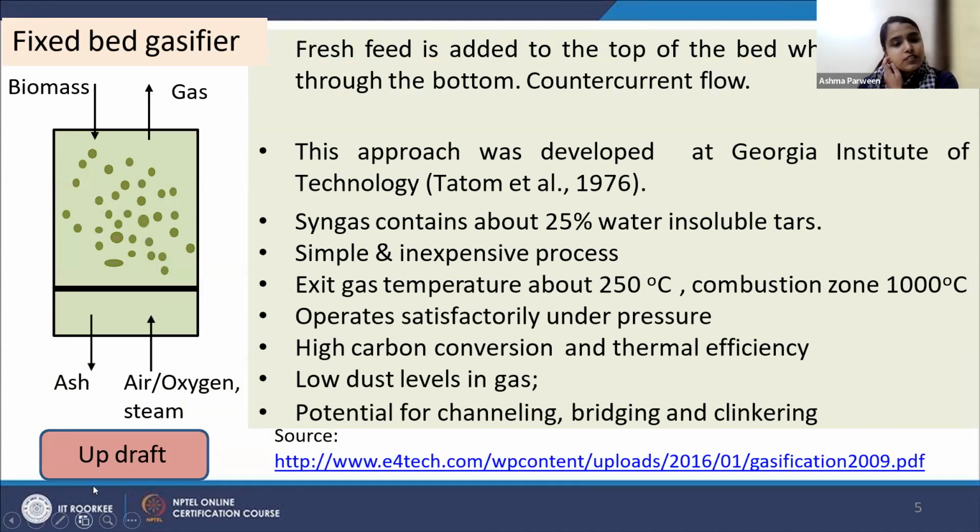Here you can see on the left, it is an updraft fixed bed gasifier in which the biomass is added from the top and air or oxygen, whatever we are providing, we are adding from the bottom. And we are getting the syngas from the top. So there is a counter current flow between biomass and air. Because of this, the contact time between biomass and air is not that much, and so the syngas which we get is not as efficient as with downdraft flow. But the advantage of this reactor is it is simple and inexpensive. It gives satisfactory results under pressure. There is low dust level in the gas, etc.